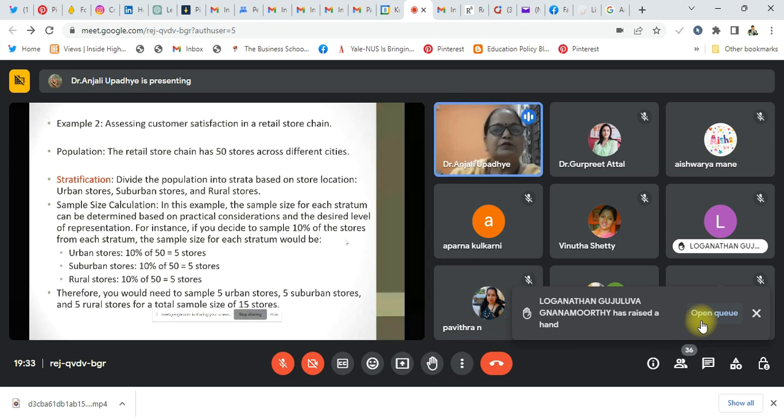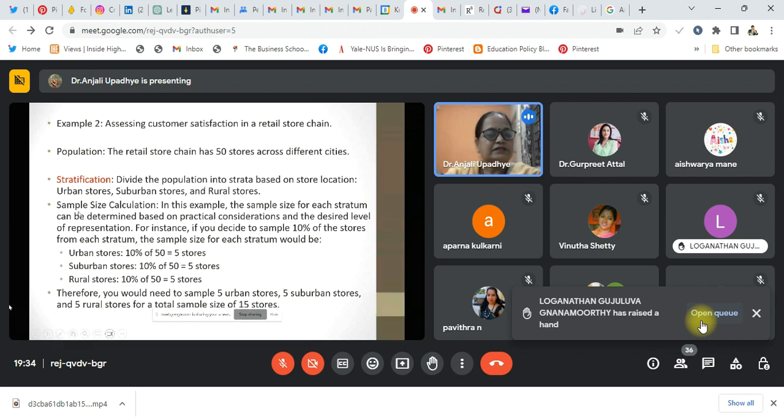Here is one more example of stratification: assessing customer satisfaction in a retail store chain. The retail store chain has 50 stores in different cities. We divide the population into strata, or groups, based on the store's location, meaning urban stores, suburban stores and rural stores. This is our strata.